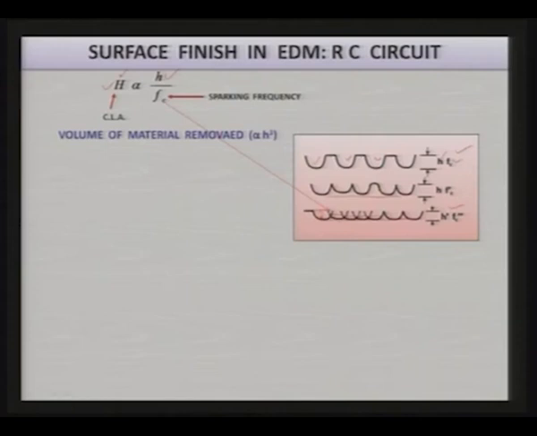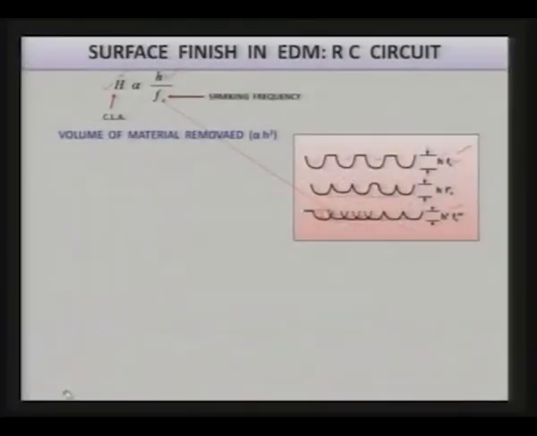Keeping this in mind, the volume of material removed will be proportional to H cube, whatever is the height of the crater. If you assume this crater to be hemispherical in shape, then the volume of the material removed will be directly proportional to H cube. And this value of H, or H cube, will depend upon the energy per spark.